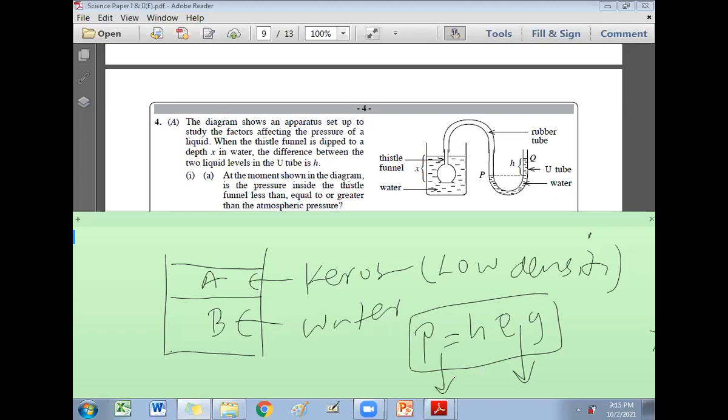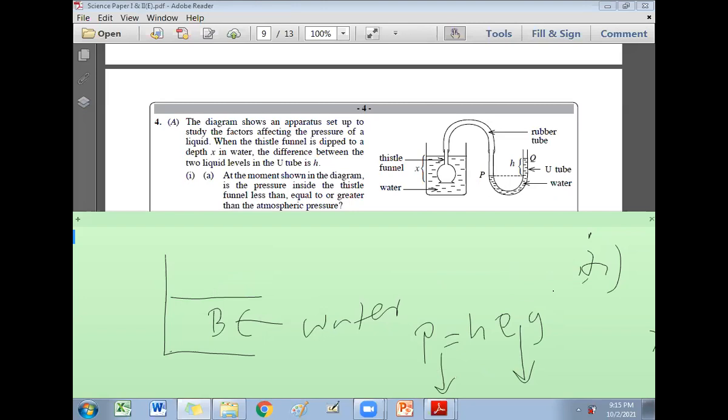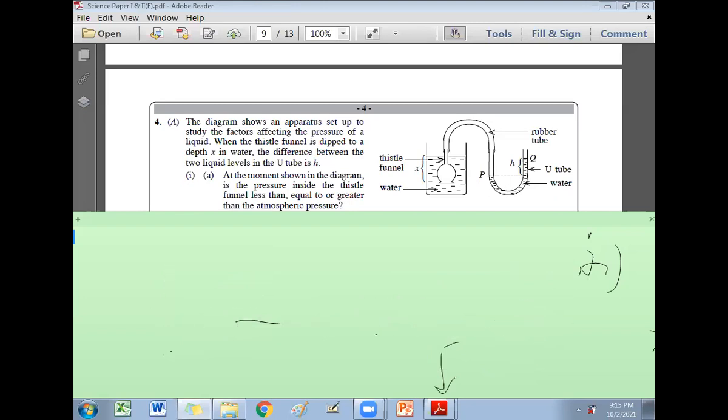So what is the answer? The answer is just one word. But to analyze this and get the answer, you have to think. Your thinking ability is very important.